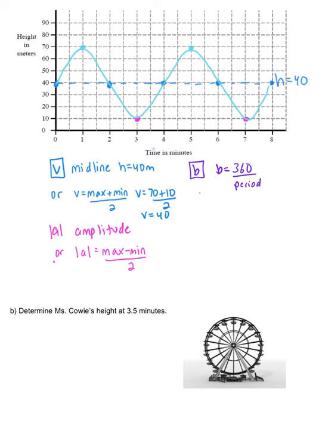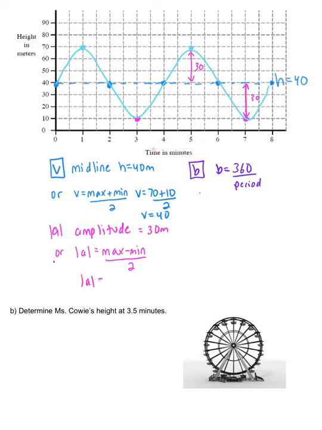Next, the amplitude. So the amplitude is always positive, which is why it's in the absolute value bars, and it is the distance between the maximum and the midline, which will be the same as the distance between the minimum and the midline. So here we can see that that is 30 meters. So the amplitude is 30 meters.